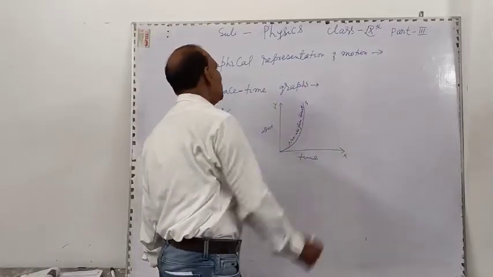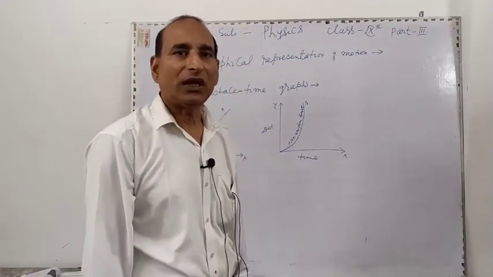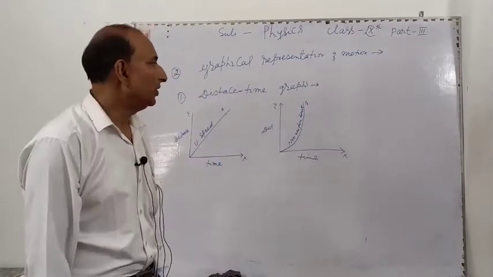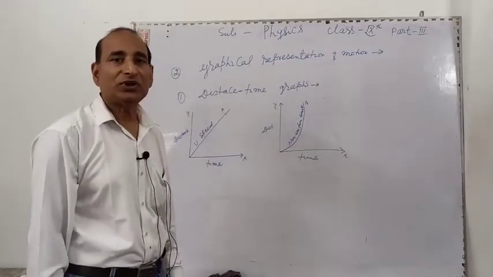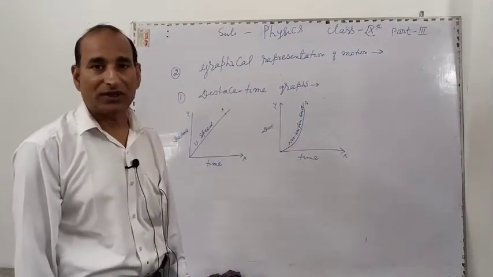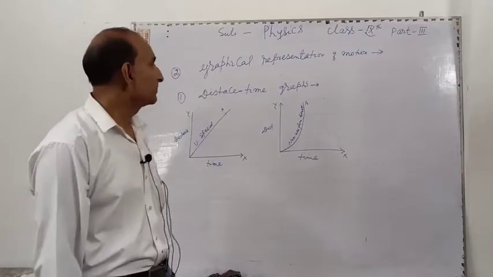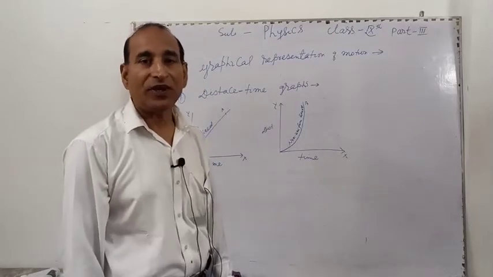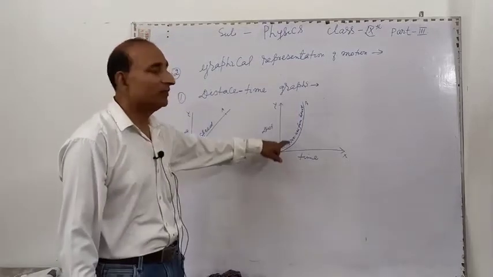In the distance time graph, you know that a body is moving either with uniform velocity or non-uniform velocity or speed. If a body is moving with uniform speed and if we draw the graph of the distance traveled against the time, the graph will be a straight line. And if we draw the graph of the distance traveled against time when the object is moving with non-uniform speed, then the graph will be a curve.